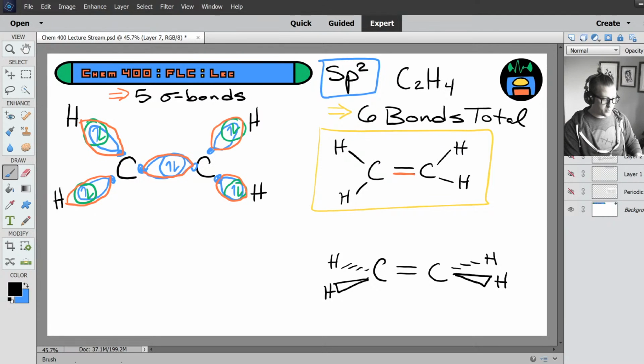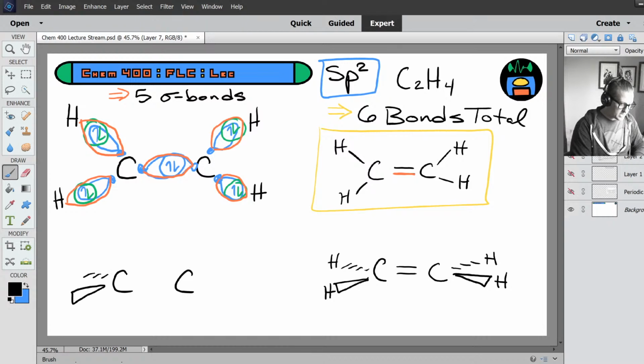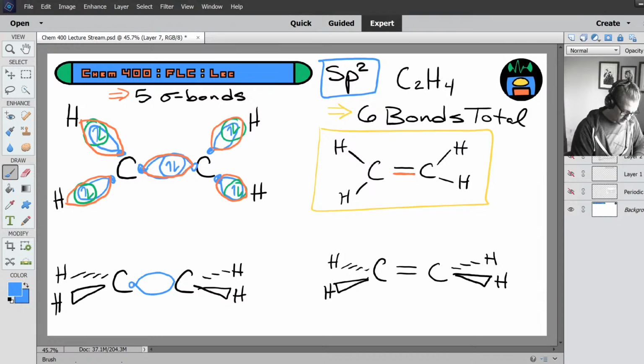Now, at this point in time, I'm going to redraw what I have going on here. At this moment, I'm just going to draw my carbon-hydrogen sigma bonds as wedges and dashes because it's going to make it easier to look at, and I really want to focus on how that second bond in the double bond is formed. I am going to draw out my carbon-carbon sigma, like so. All right, so there's my carbon-carbon sigma bond. The question is, how does that second bond form? What is that second bond?